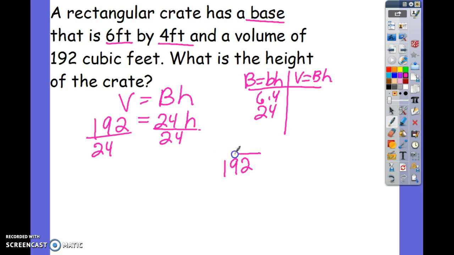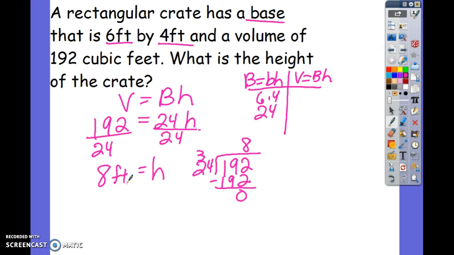192 divided by 24. 24 is almost 25, so it goes into 100 four times. And 92 is almost 100. So I'm going to try 8 first and see what happens. 8 times 4 is 32, carry the 3. 8 times 2 is 16, plus 3 is 19. That turns out perfectly. So the height is equal to 8 feet.